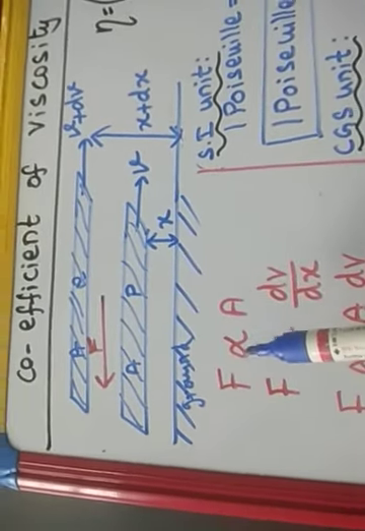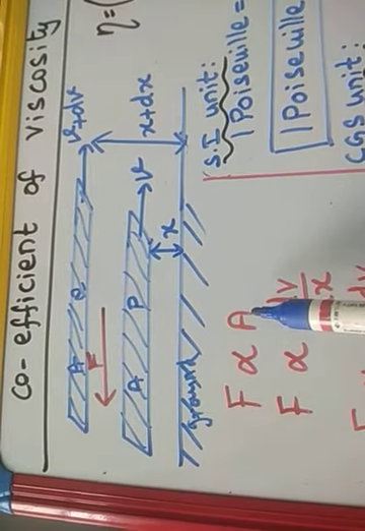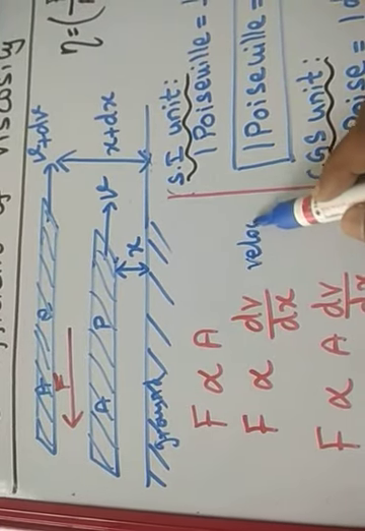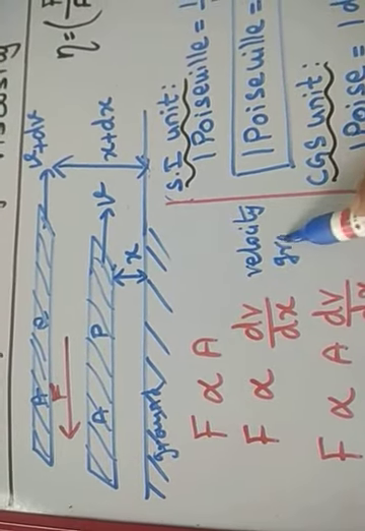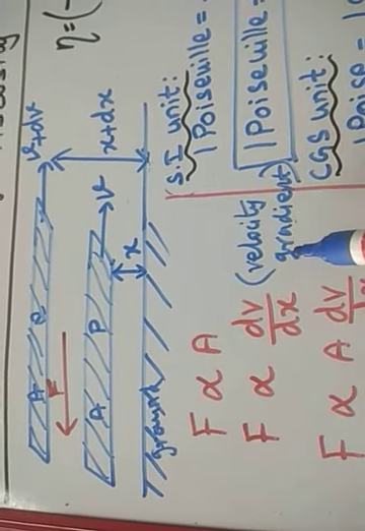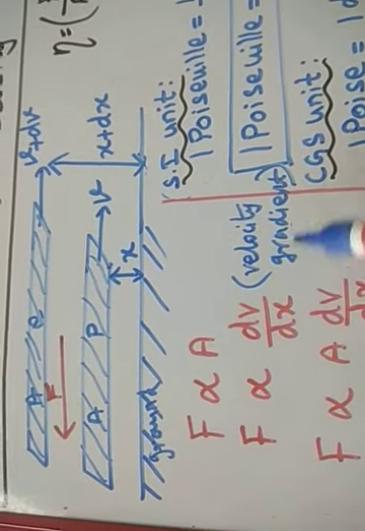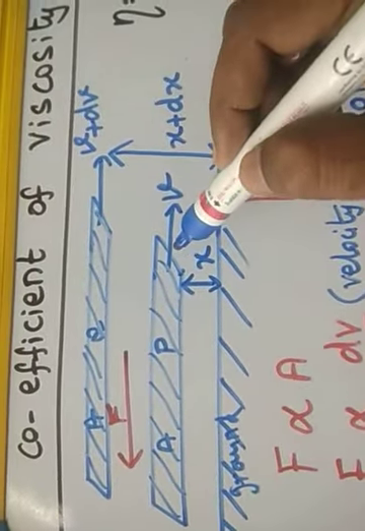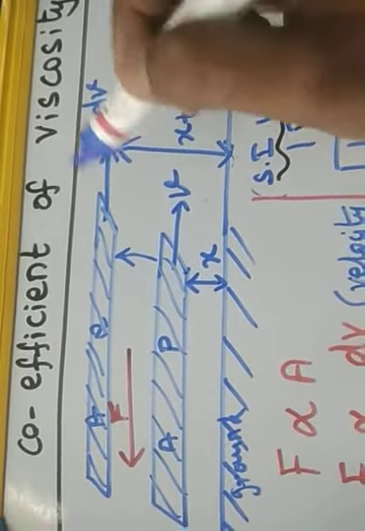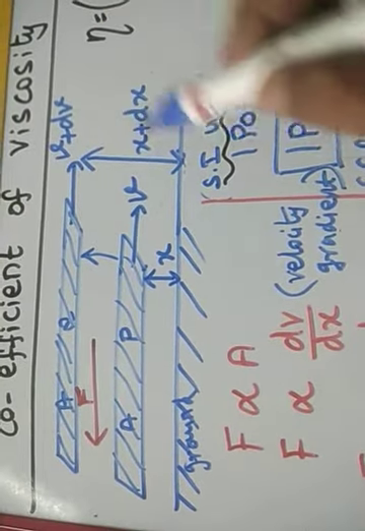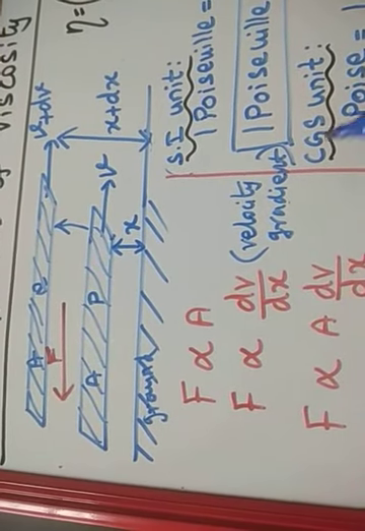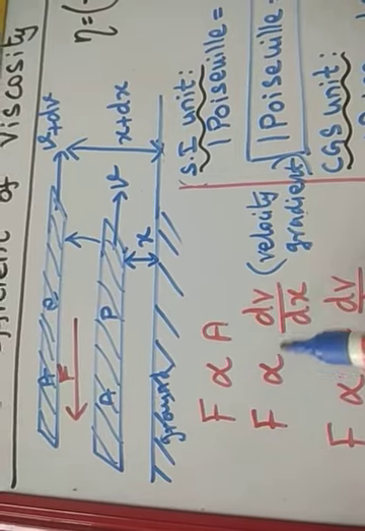That viscous force is directly proportional to the area of the liquid layers. It is also directly proportional to the velocity gradient. Gradient means change with distance: any physical quantity which changes with distance is called a gradient. Here the velocity changes with distance. As the distance increases, the velocity also increases. Hence we write dv by dx. The change in velocity with respect to distance is called the velocity gradient, so the viscous force is directly proportional to the velocity gradient.